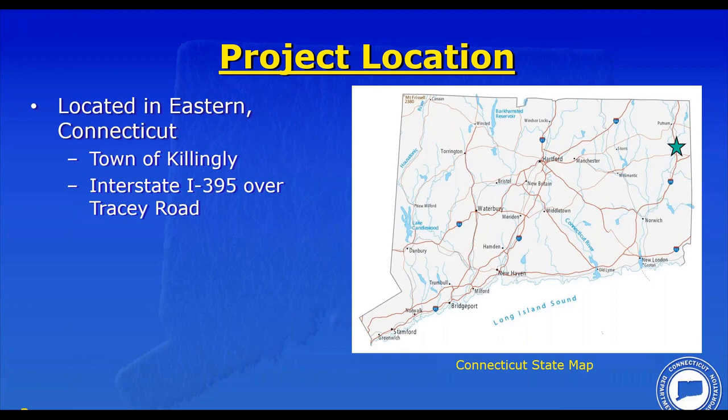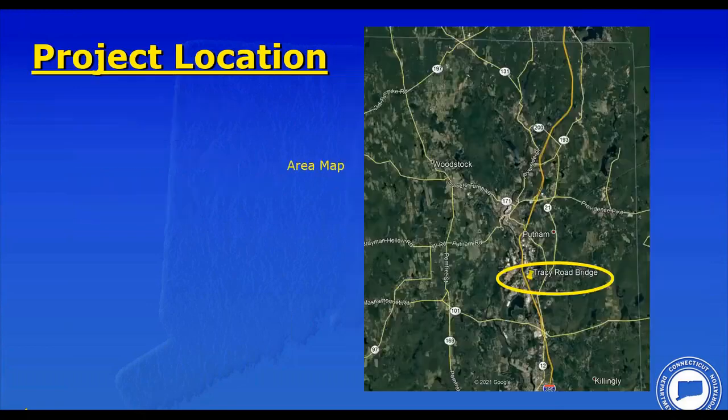This bridge is located in eastern Connecticut, town of Killingly. It's a fairly rural section of Connecticut. I-395, the same interstate we spoke about before, over a local road called Tracey Road. Zooming in a little closer, in this photo, this is the border with Massachusetts, this is the border with Rhode Island, and the bridge is located here on Route 385 over a local road near the town of Putnam, Connecticut, which is a fairly populated area for rural northeast Connecticut.